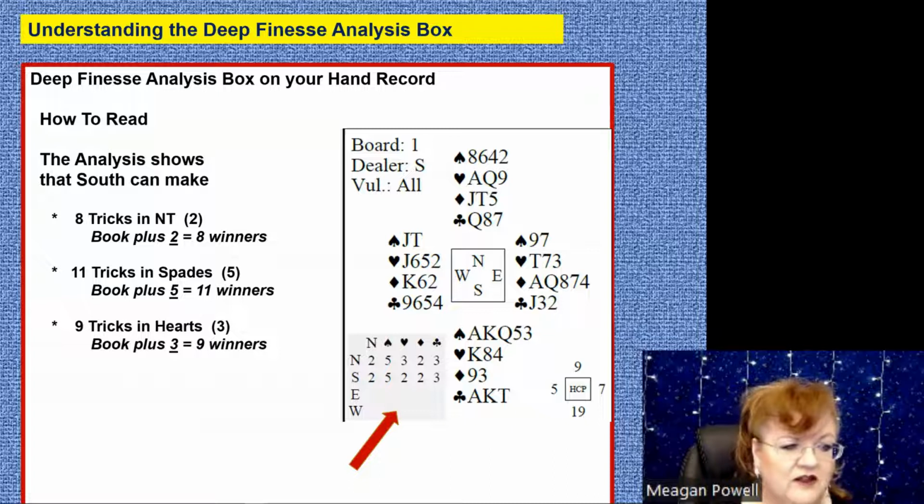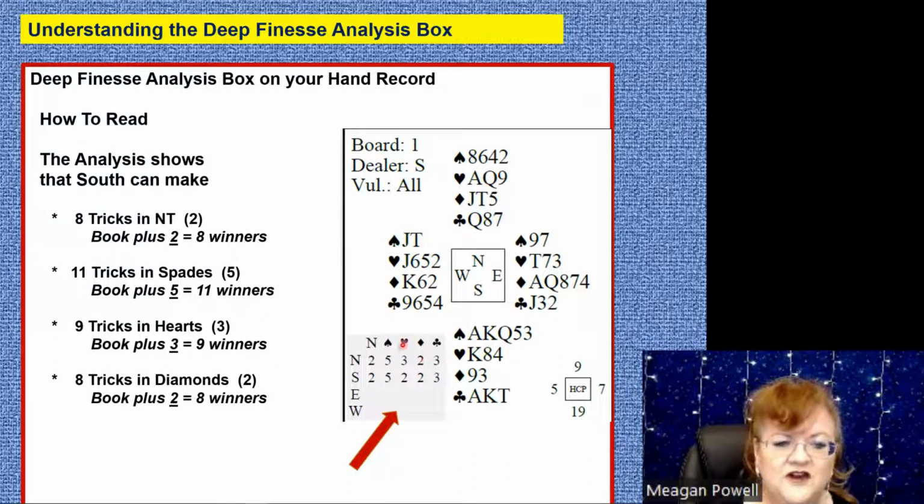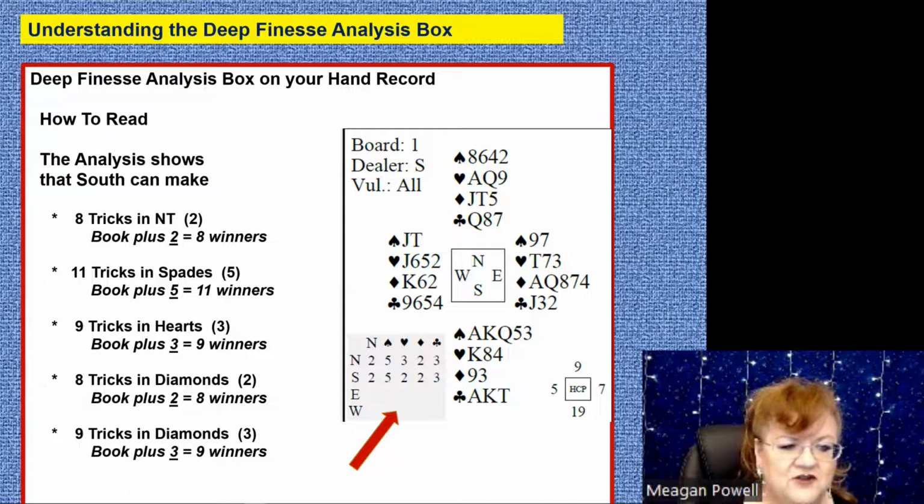It's also saying that you could, in theory, take 9 tricks by North or 8 tricks by South if you played in a heart contract. Now, if you look at North and South's hands and you look at the hearts, they don't look so hot, do they? All right. It also says that you could take 8 tricks in a diamond contract, book plus 2. That's 8 tricks. And it says you can take 9 tricks in a club contract, book plus 3. That's how you read these numbers.